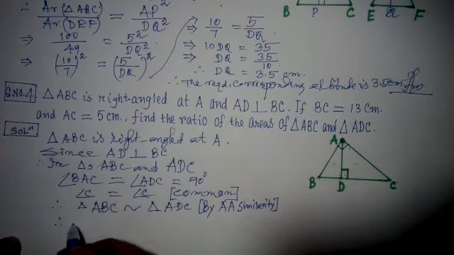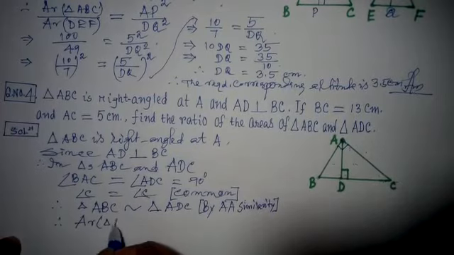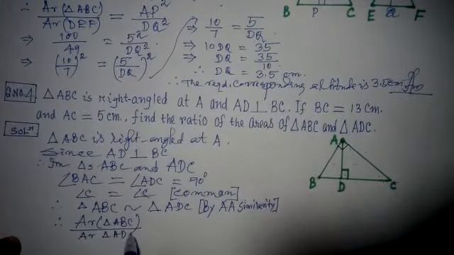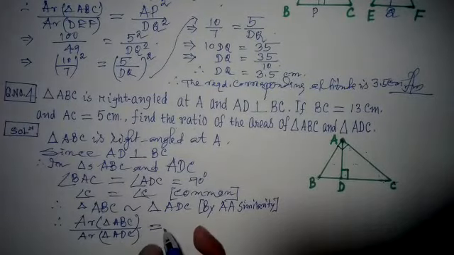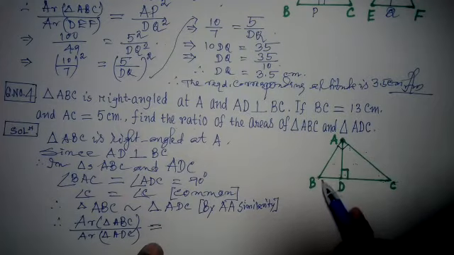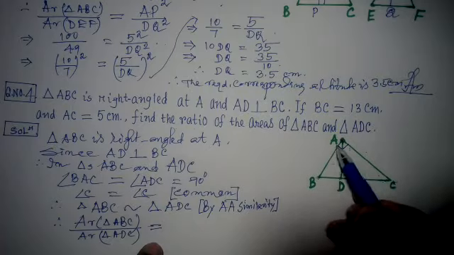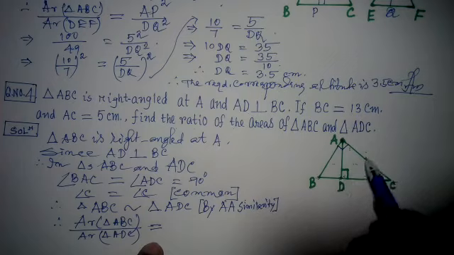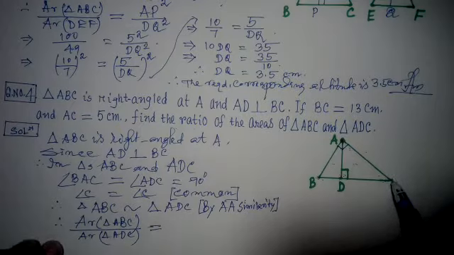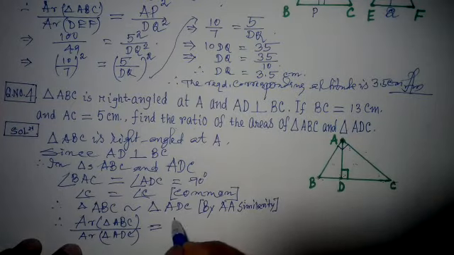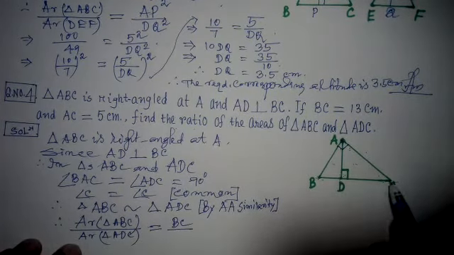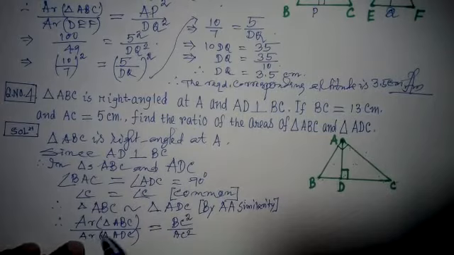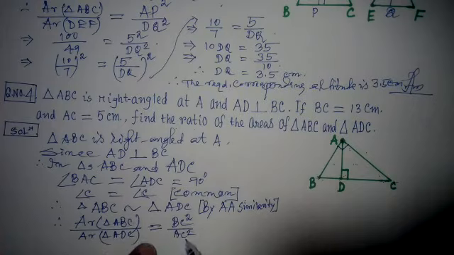So we can write, therefore, area of triangle ABC divided by area of triangle ADC is equal to the square of the ratio of their corresponding sides. In triangle ABC, BC is the hypotenuse, opposite the right angle A. In triangle ADC, the hypotenuse is AC, opposite the right angle D. So BC and AC are the corresponding sides. We take BC from triangle ABC and AC from triangle ADC, and square the ratio.